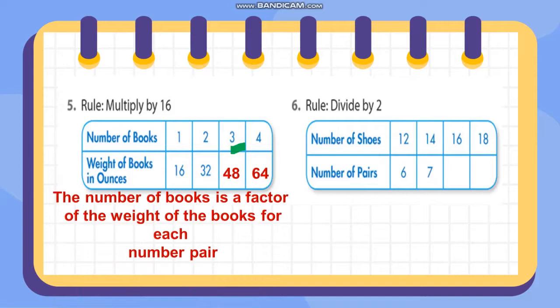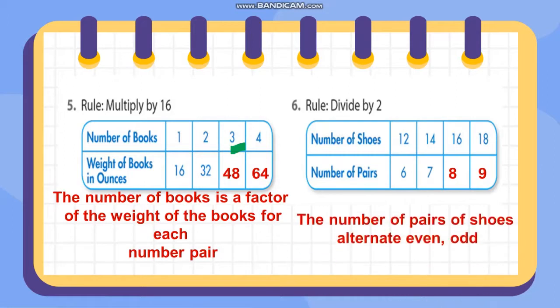Okay, next, divide by 2. 12 divided by 2 is 6. 14 divided by 2 is 7. So what is 16 divided by 2? That is equivalent to 8. And 18 divided by 2 is equivalent to 9. And to describe the pattern, the number of pairs of shoes alternates between even and odd numbers.